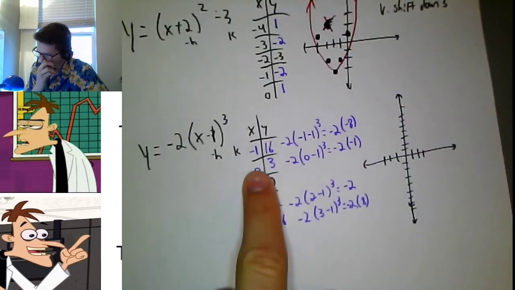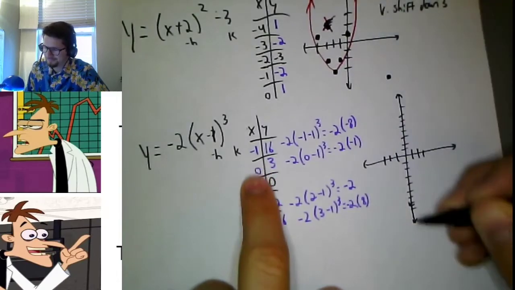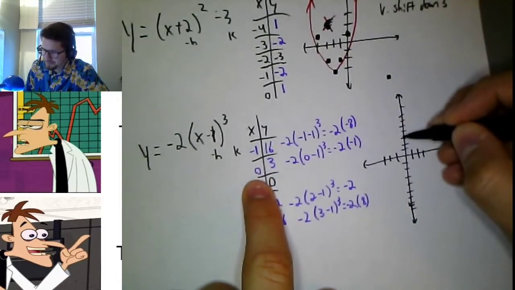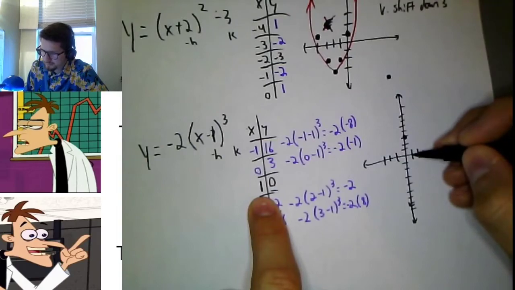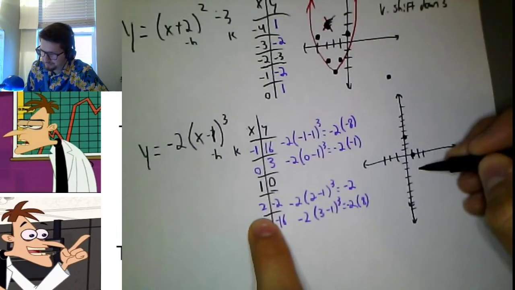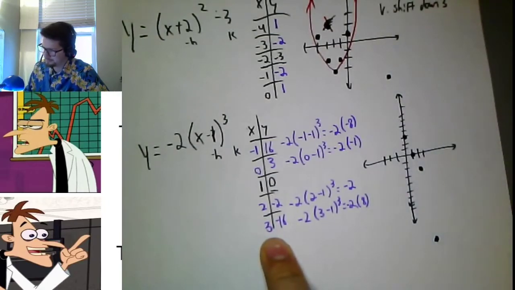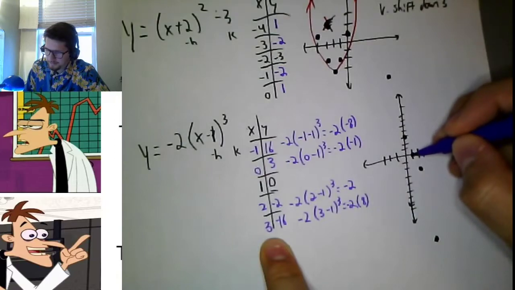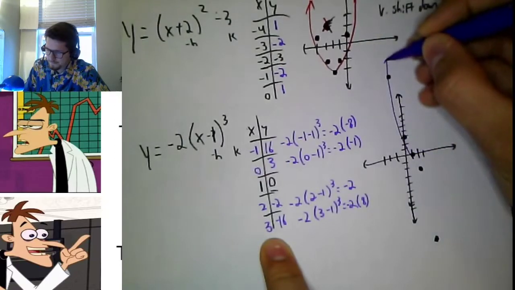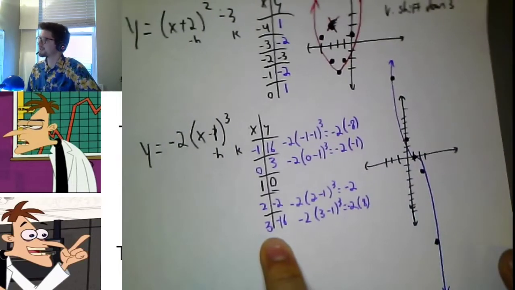Cool. So left 1, up 16. Left 1, up somewhere way up here. Stay the same, go up 3. Go over 1. Go right 2, down 2. And then go right 3, down 16 somewhere. There we go. There's my graph.